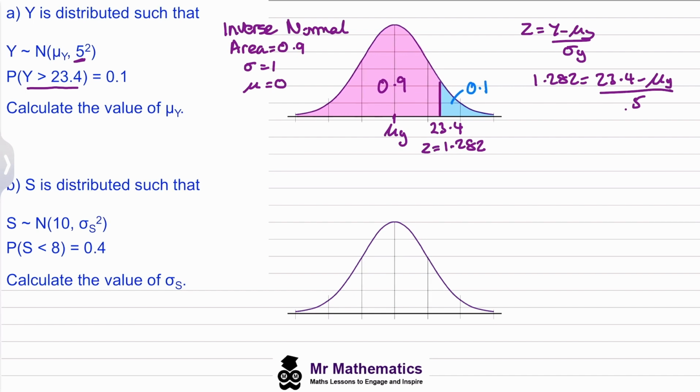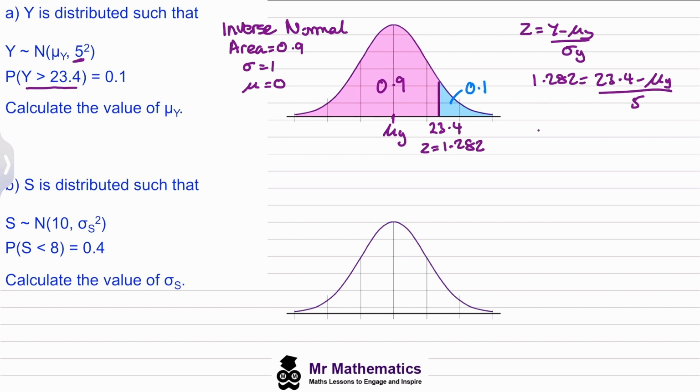We'll move the 5 to the left-hand side. So we get 6.41 will equal 23.4 minus the mean. We'll move the mean to the left-hand side and the 6.41 to the right-hand side. So we get the mean will equal 16.99, approximately 17.